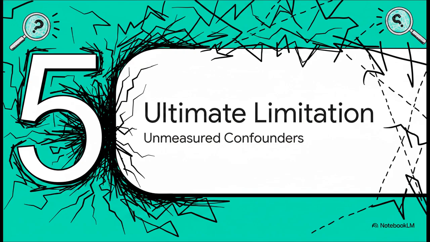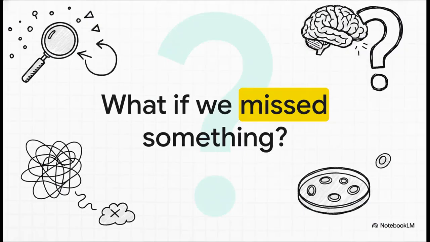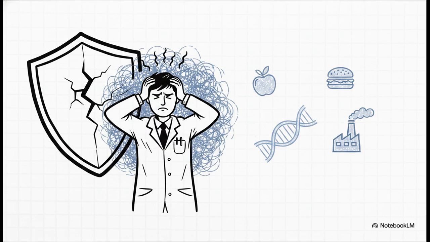Okay, prepare yourselves for a dramatic plot twist. Section 5, the ultimate limitation, unmeasured confounders. No matter how incredibly brilliant our statistical detectives are, there is a shared vulnerability that constantly threatens both of our tools. I want you to just pause and ponder this for a second. What if we missed something? What if there is a variable out there that is fundamentally altering the outcomes, but the researchers completely forgot to write it down? That single question builds into a massive headache for researchers.